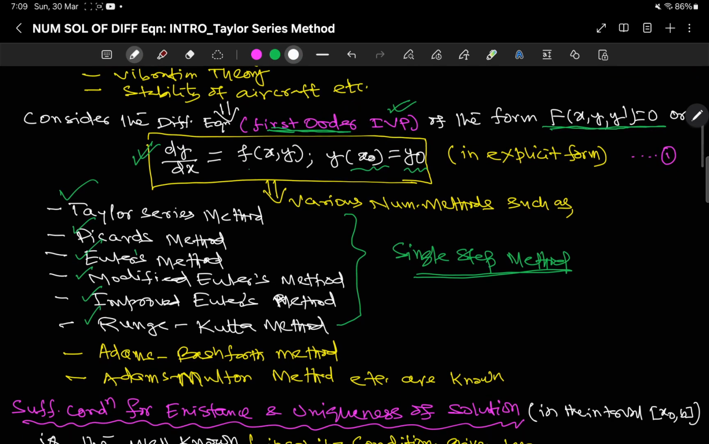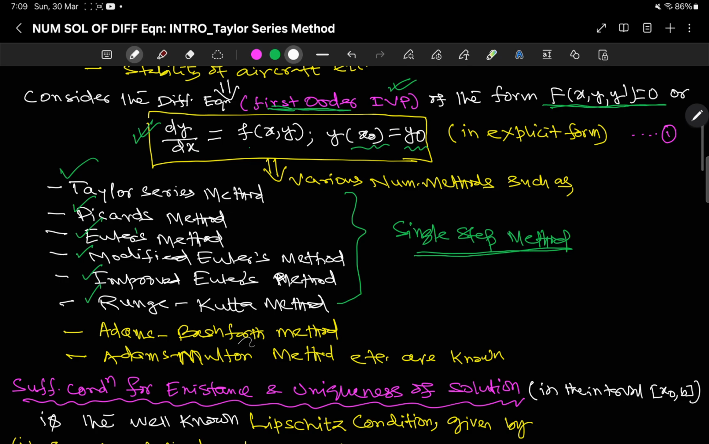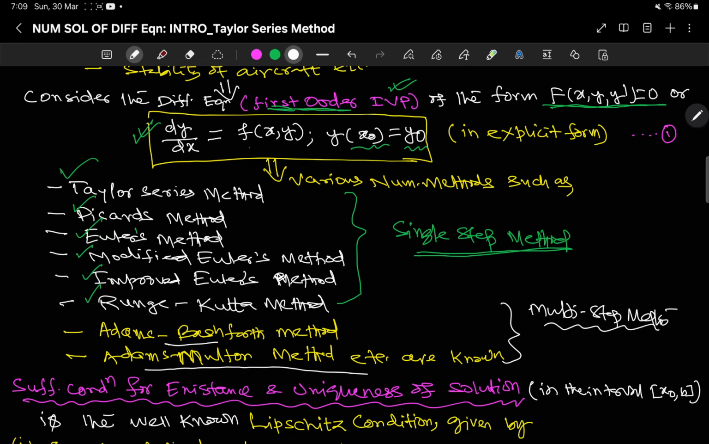However, we have other methods such as the Adams-Bashforth method and the Adams-Moulton method, etc. These are multi-step methods. Multi-step method means we may use the outcome of the previous step and several earlier steps to do the subsequent calculations.